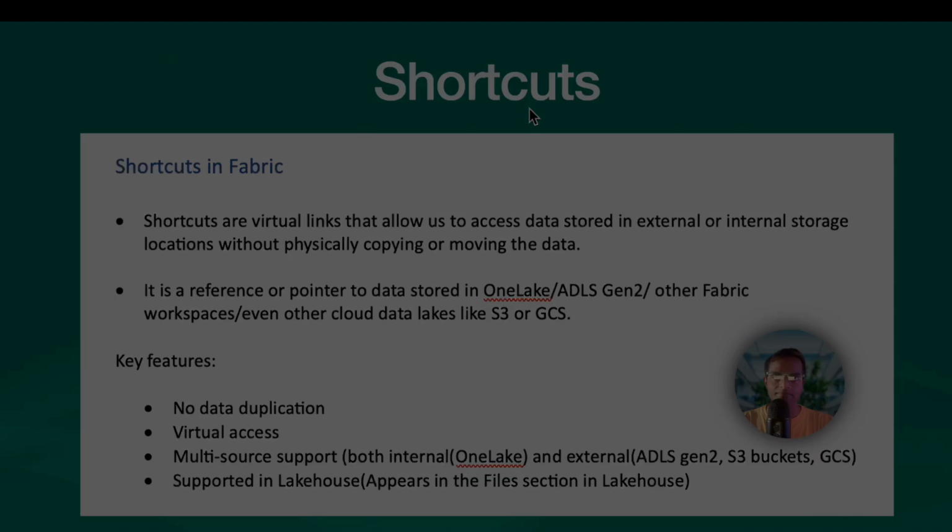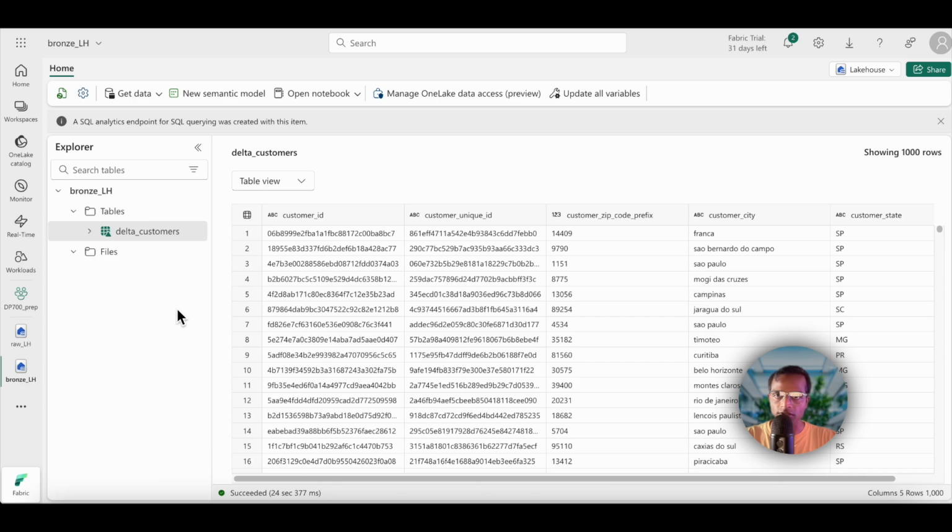If we create a shortcut within the Fabric environment, like within the workspace or between workspaces, then it is an internal shortcut. And if we point to an external data source like Azure ADLS Gen2 or GCS or S3 buckets, then that is an external shortcut.